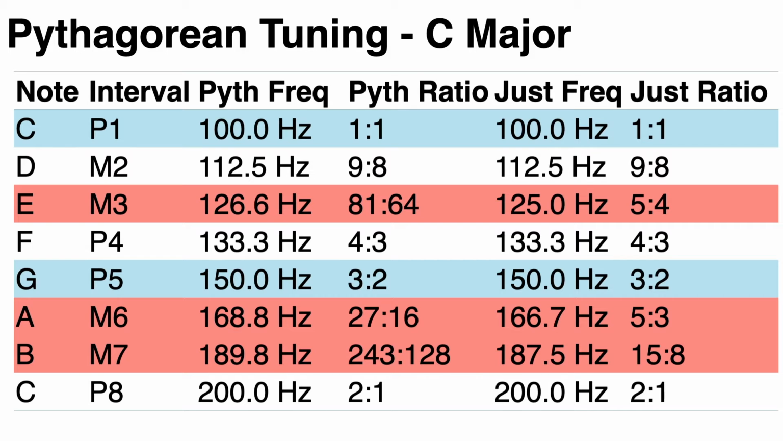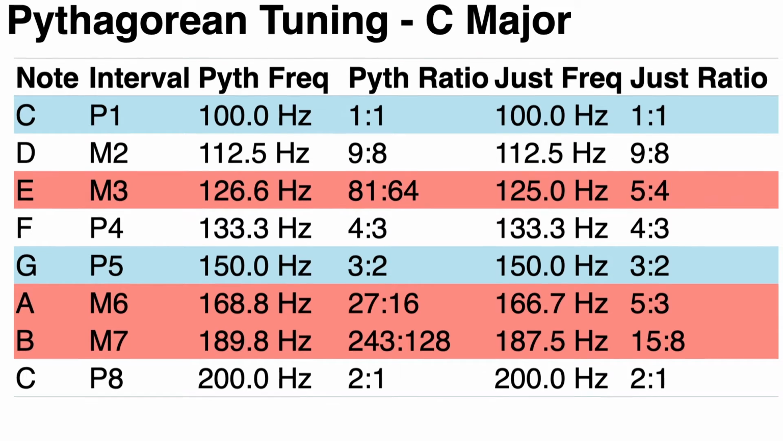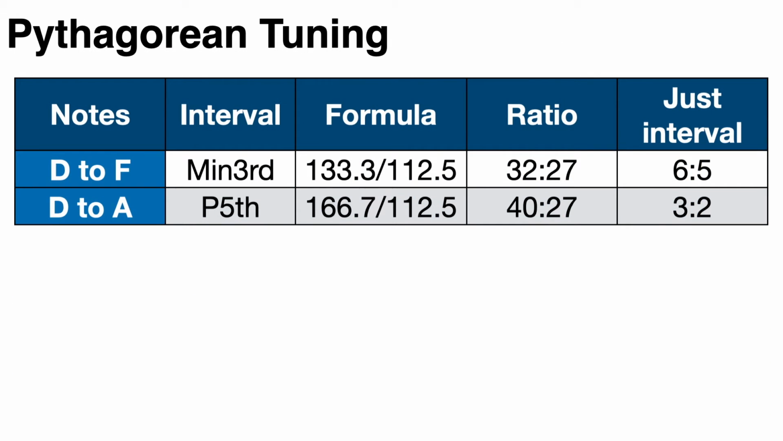And as we've seen in previous videos, some of the chords in this key don't quite work. While all the notes form a relatively consonant interval with the note C, they do not all form consonant intervals with each other. For example, the interval between D and F is a minor third and therefore should be 6/5. But instead we find that it's 32/27. Similarly, the interval between D and A is a perfect fifth and therefore should be 3/2. But instead we find that it's 40/27. But this tuning is good enough if you stay in a single key.